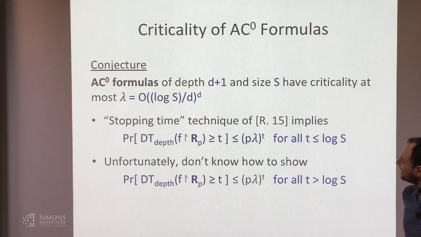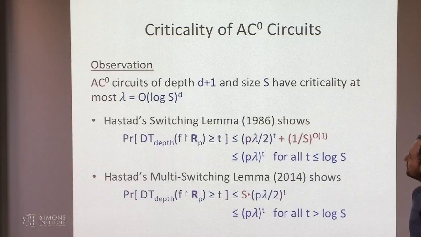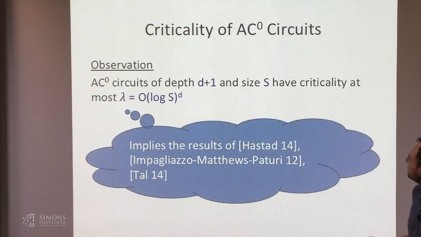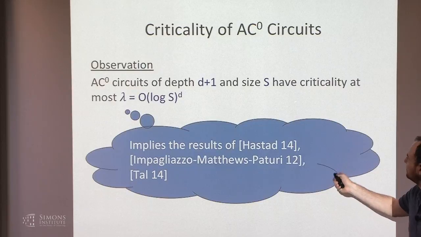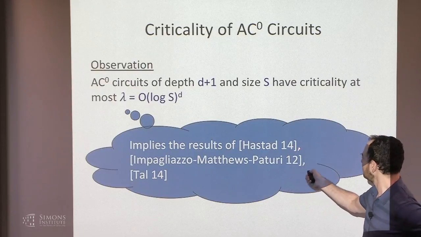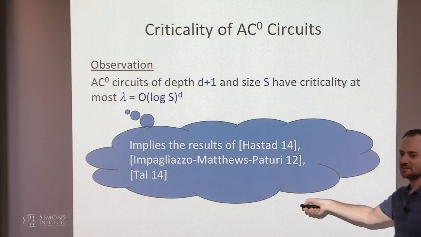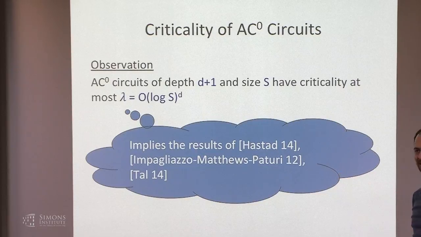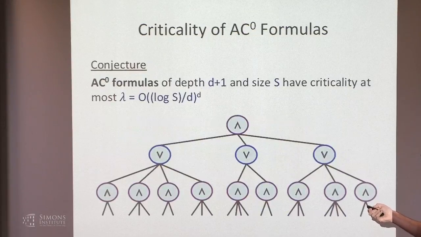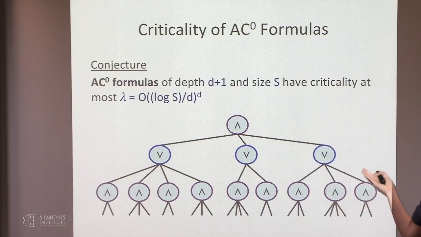Unifying, so you're saying this bound for formulas would imply the previous one for circuits? Yeah, so let's see, what I said, right, so this bound here, really, you can derive from it these three results. You can't derive from it the lower bounds on the formula size or average sensitivity of AC0 formulas. So, right. But if you could prove this, then you'd be getting everything.